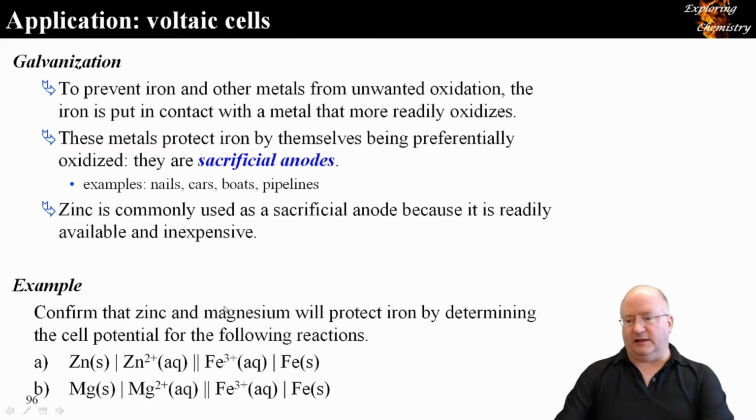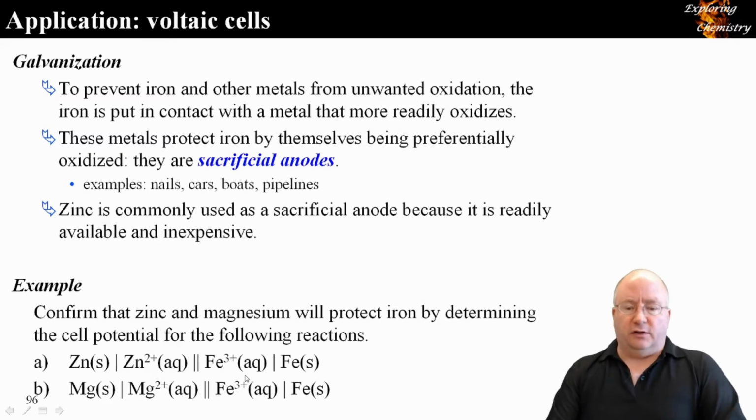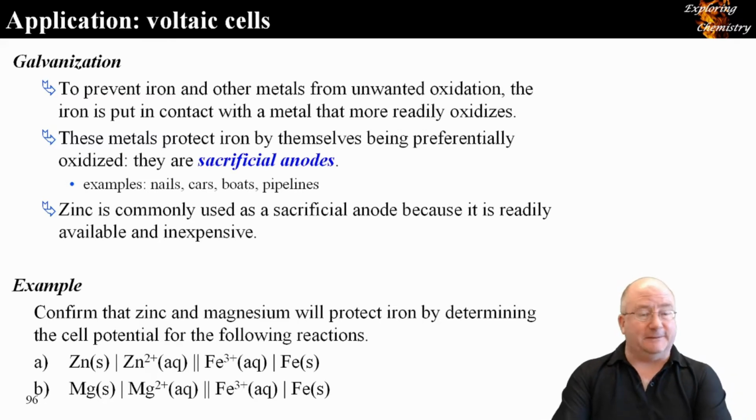We don't have the ability to do it here because we have a tablet issue, but we want to confirm that zinc and magnesium will protect iron by calculating the cell potentials. What one would expect is if the forward reaction were to proceed, that is, zinc is oxidized and iron is reduced, so we're protecting the iron, then both of these potentials should be positive. And if I'm telling you that magnesium is better than zinc, magnesium should have a greater cell potential than that of zinc.